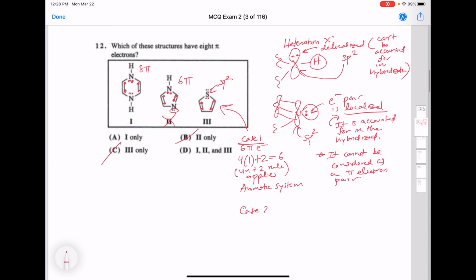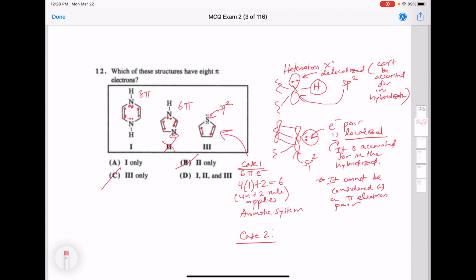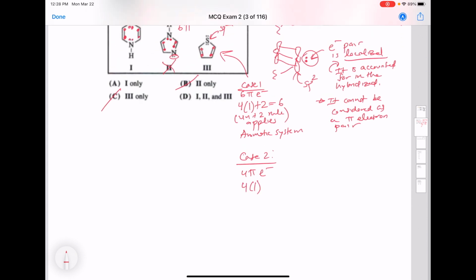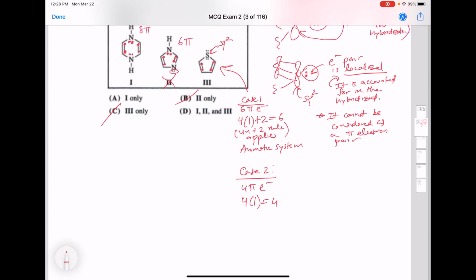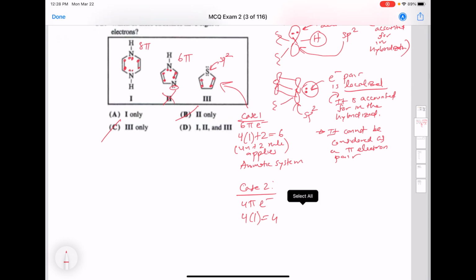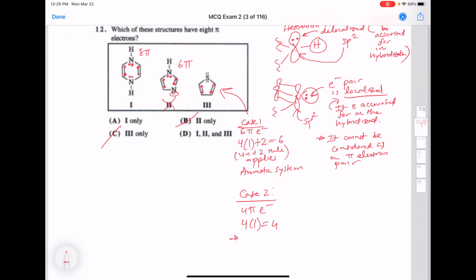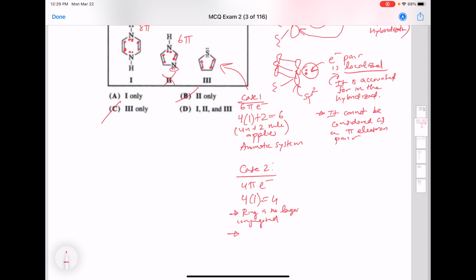However, for case 2, if we don't include these, if they're no longer part of the pi system, then we have 4 pi electrons. And 4, as you all know, is a multiple of 4. It just means 4 times 1. But we can't jump to saying that it's anti-aromatic, because remember, one of Huckel's rules is that we need the system to be conjugated. And if both pairs of electrons are localized, then we have an sp3 hybridization, and then the ring is no longer conjugated. So this translates to the fact that Huckel's rules are violated, and so this becomes non-aromatic.